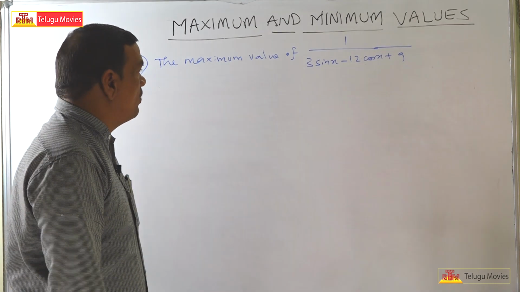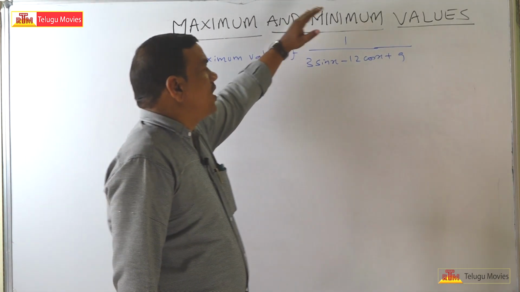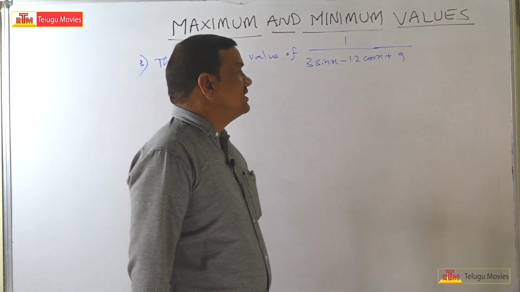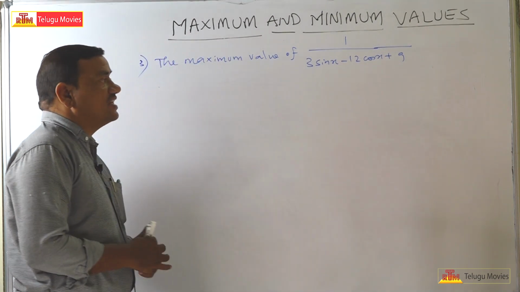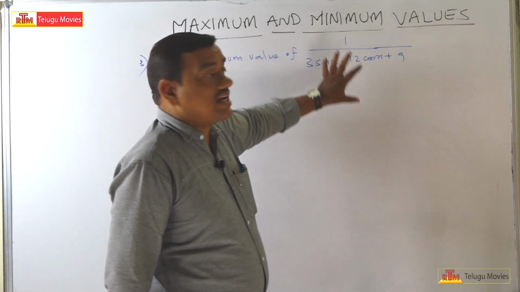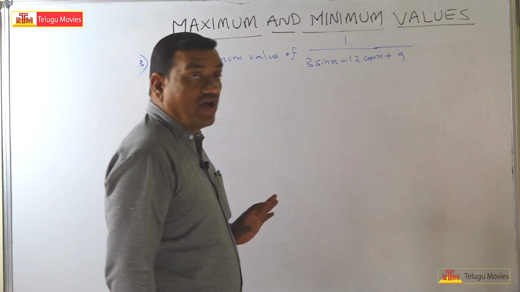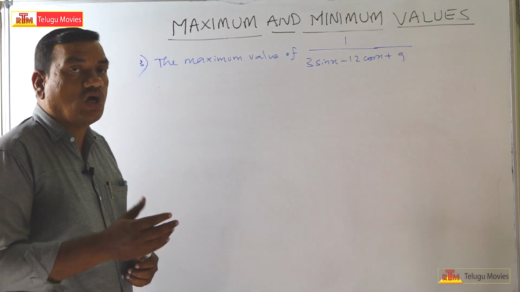Here one function is given. The maximum value of the function 1 by 3 sin x minus 12 cos x plus 9 is. How to do this type of problem? It is just like a fraction, numerator by denominator. In the denominator, our variable x is there, that means sin x and cos x are there.